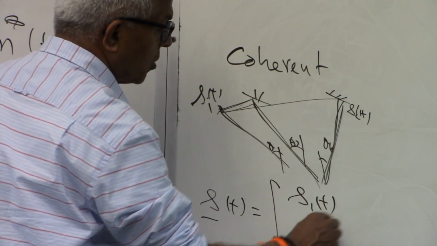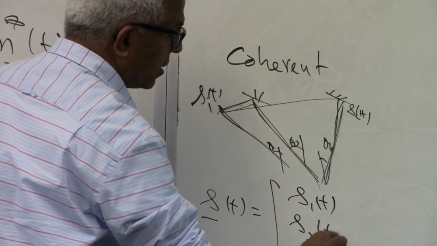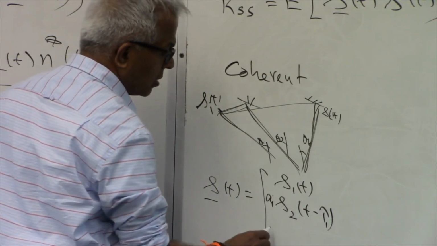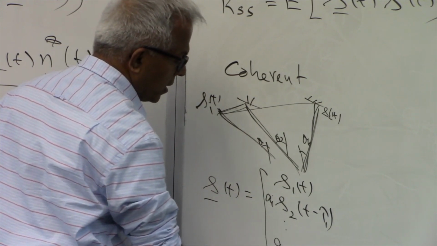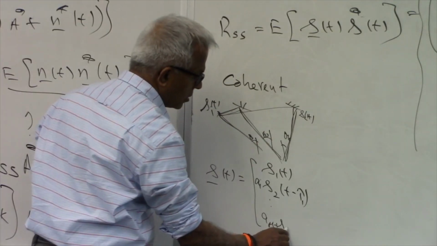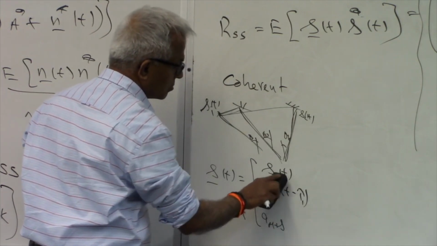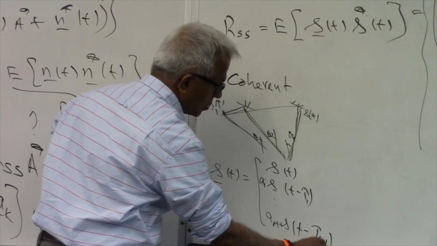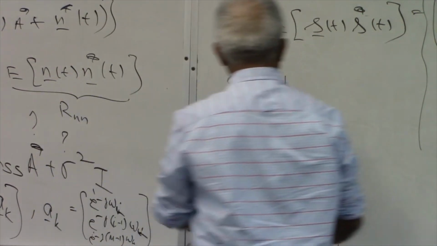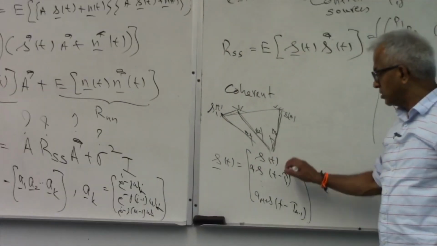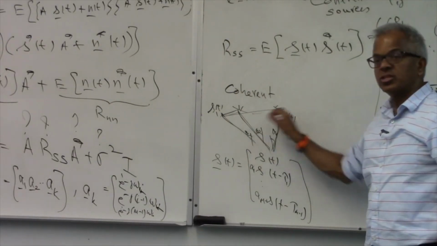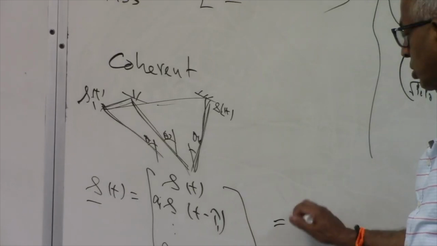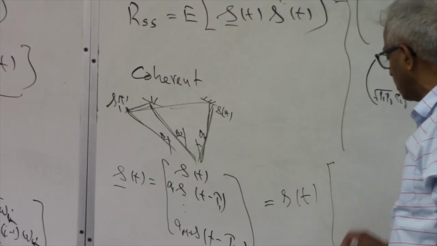the first one is S1 of t, the second one is a delayed and attenuated version of the first one, etc., right? Delayed and attenuated version of S of t. But remember, these are not the same delays. These are whatever is this path. But the delays will come out as a phase. So you should be able to see that this is of this form, right?